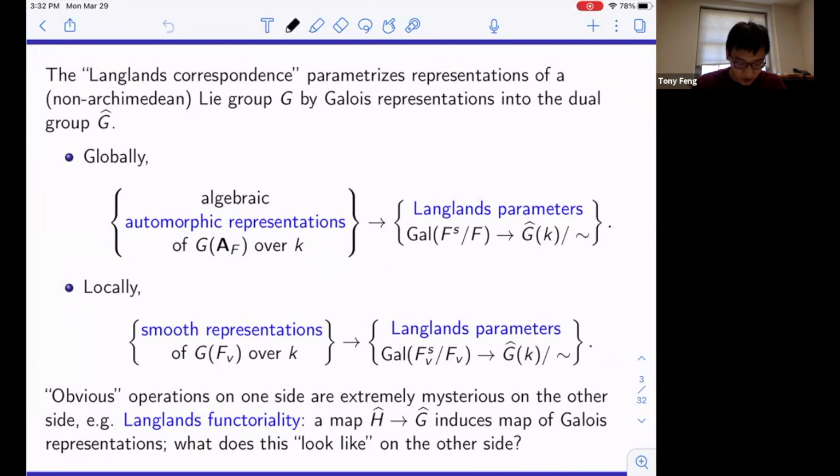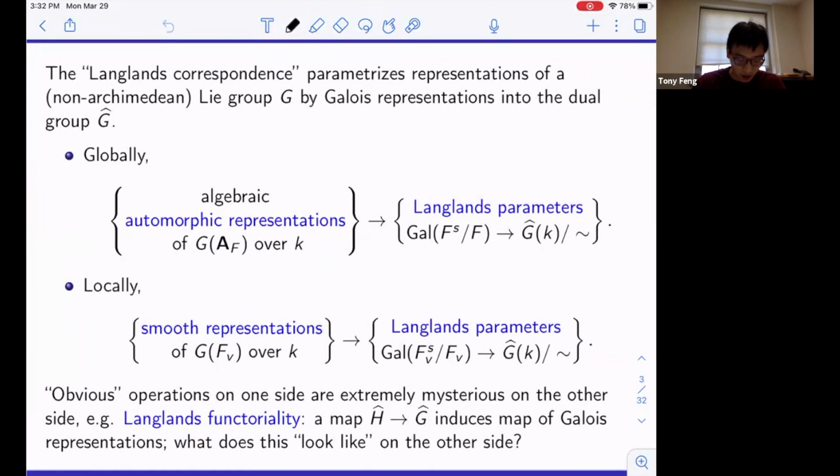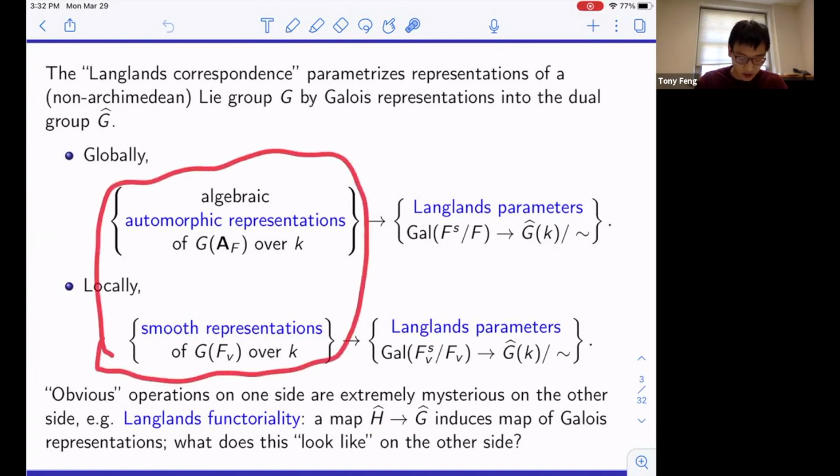And one indication of the depth of this correspondence is that operations on one side, which are kind of obvious, become very mysterious on the other side. And maybe the principal example is functoriality, Langlands functoriality. So when you have a map of dual groups, say from the dual group of H to the dual group of G, there's an obvious way to take a parameter which lands inside the dual group of H and compose it with this homomorphism to get a parameter into the dual group of G. And functoriality is about what that operation looks like on this other side, on the kind of representation theory of Lie group side.